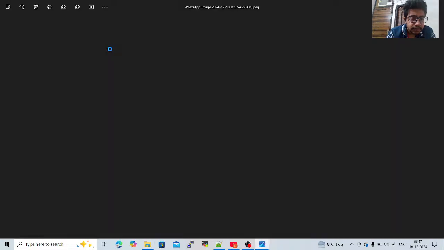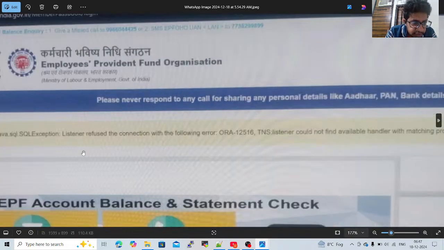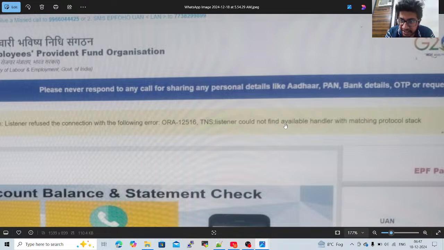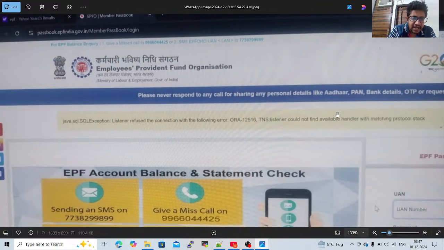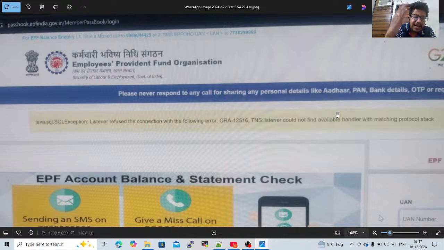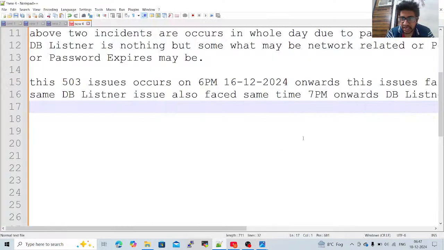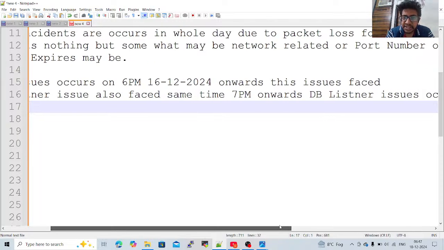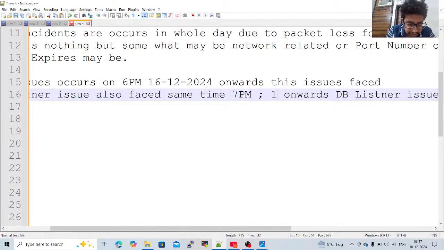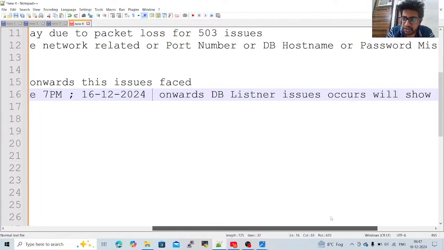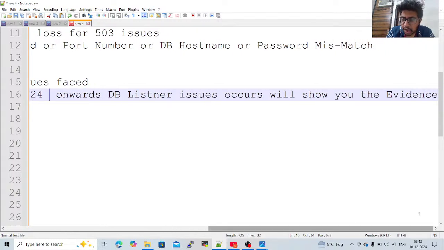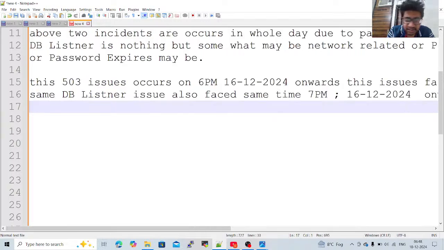This is the evidence. The SQL listener refused the connection with the following error: ORA-12516, the listener could not find an available handler matching the protocol stack. These are the two main real-time production issues identified. At 7 p.m. onwards on 16th December 2024, the DB listener issue occurred and was faced the whole day, the ORA-12516 issue on the EPFO websites.